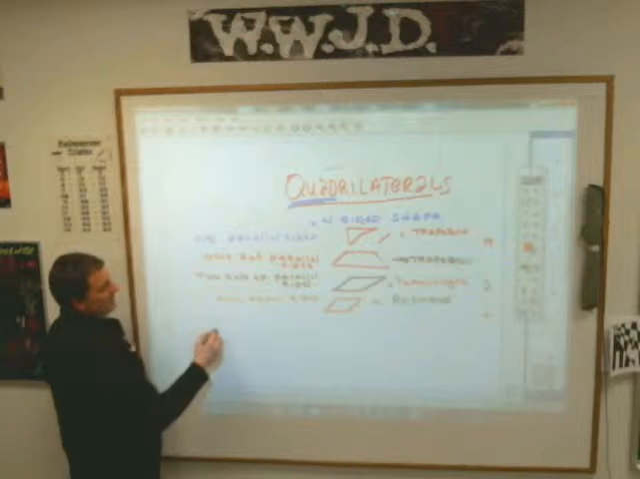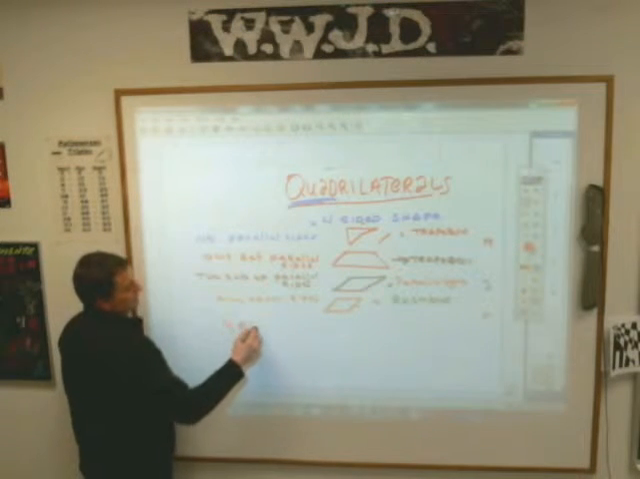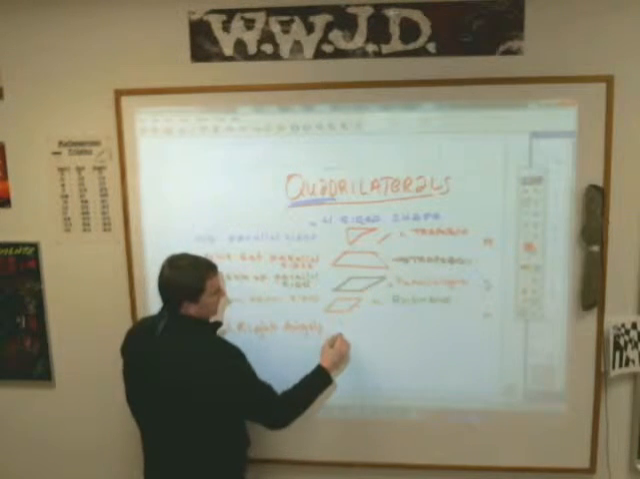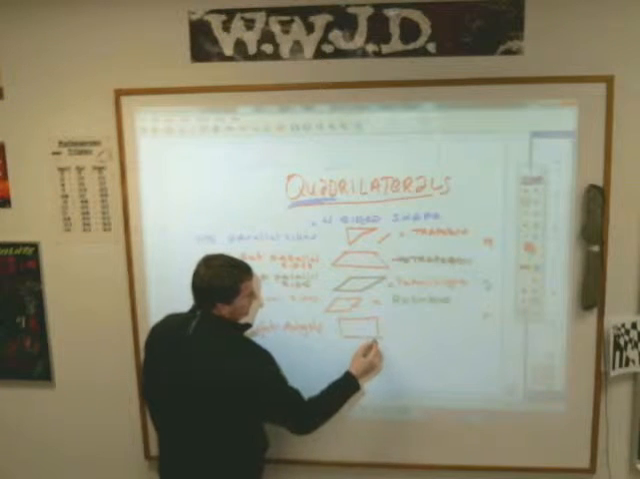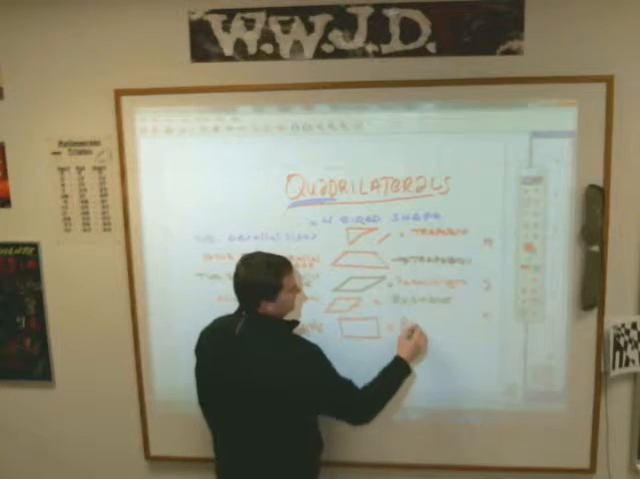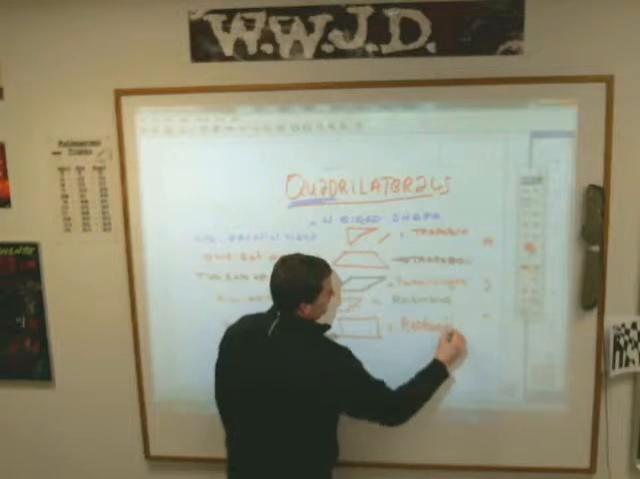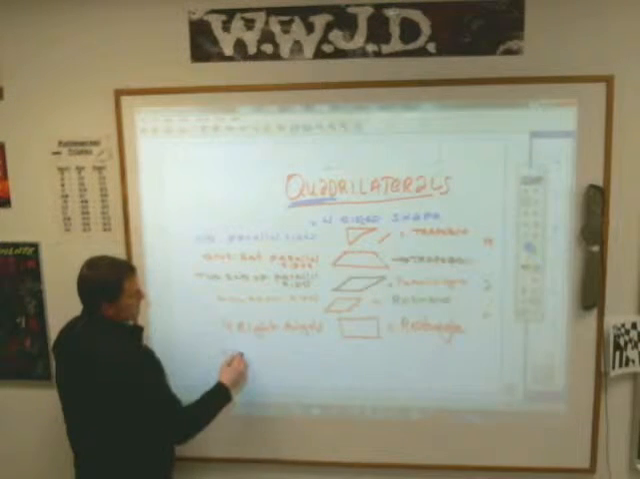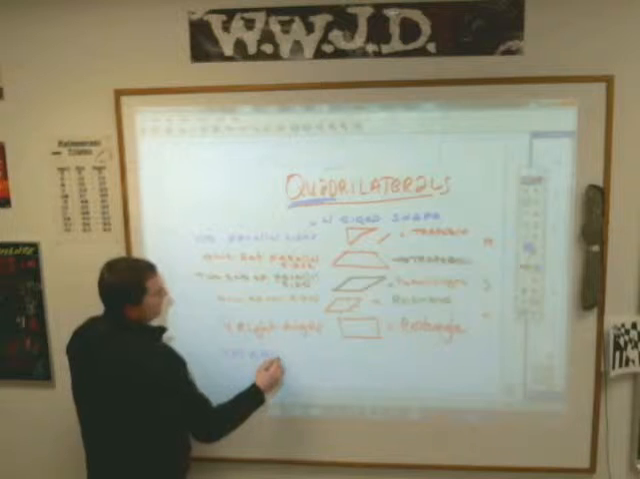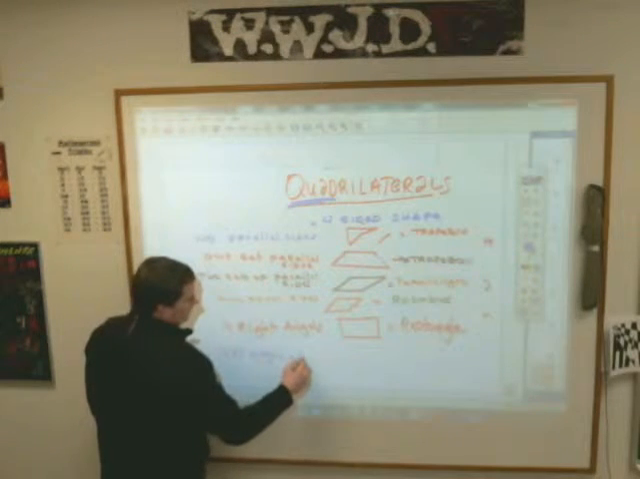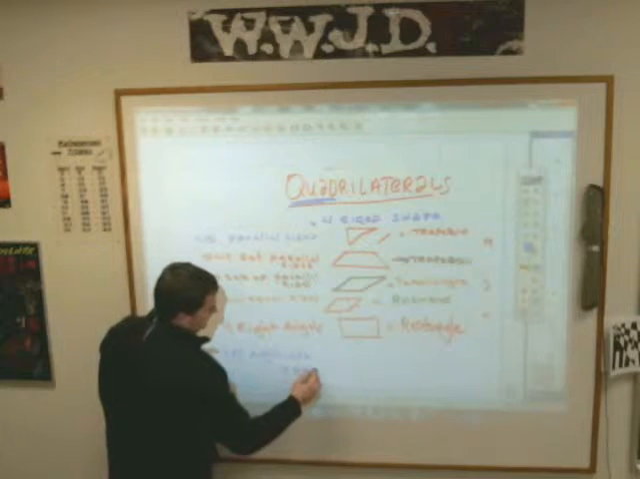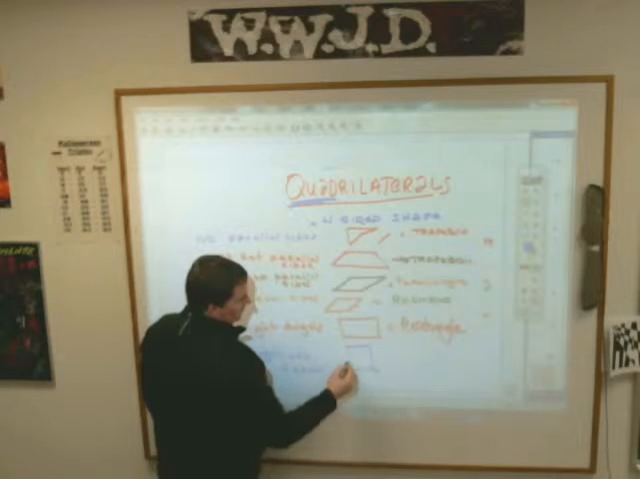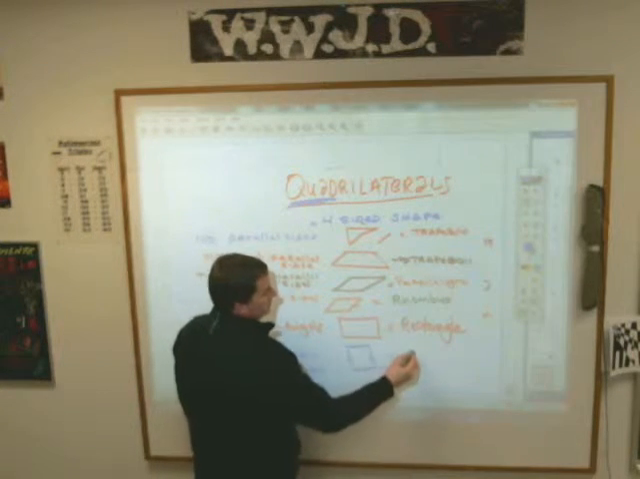A quadrilateral that has four right angles, which looks like this, is, yes, a rectangle. And then the quadrilateral that has four right angles and four equal sides is what most people are thinking on some of those other ones. Michael. That thing is a square.